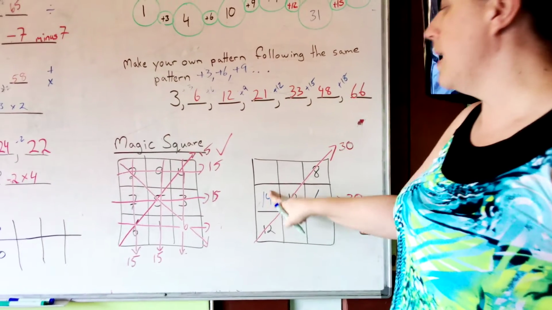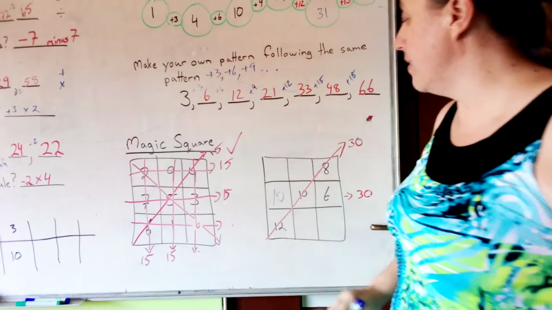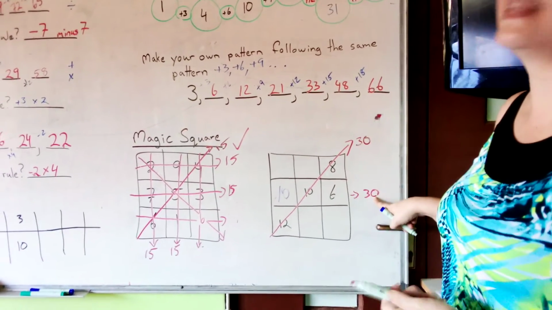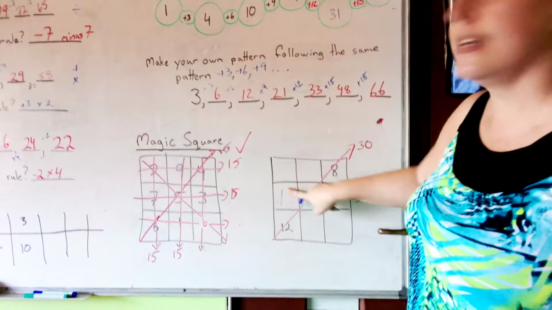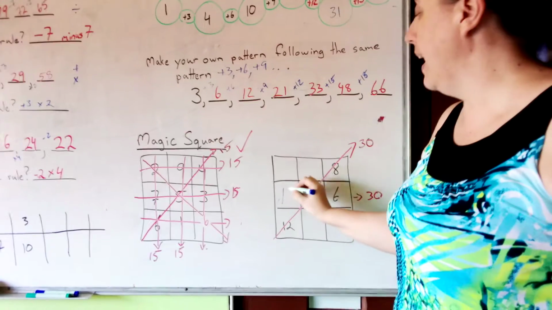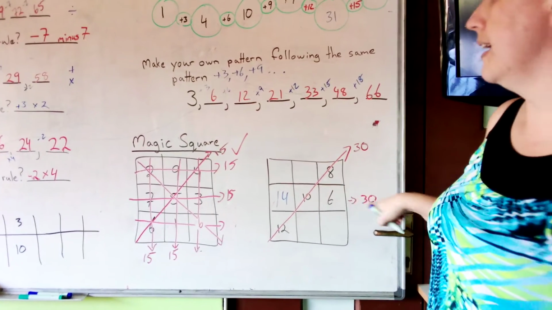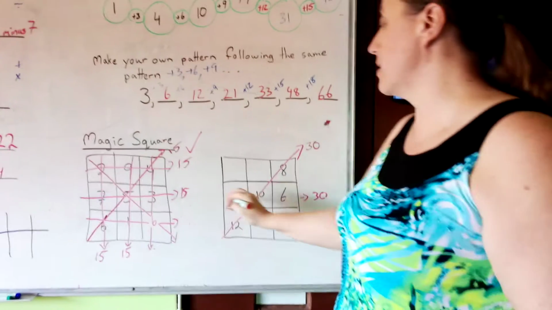Okay? If I make a mistake and I put a 10 here instead and I add 10 plus 10 is 20, plus 6 is 26, that's not 30. So obviously this cannot be 10. It has to be 14. 14 plus 6 is 20, plus 10 is 30. So now this one is good.